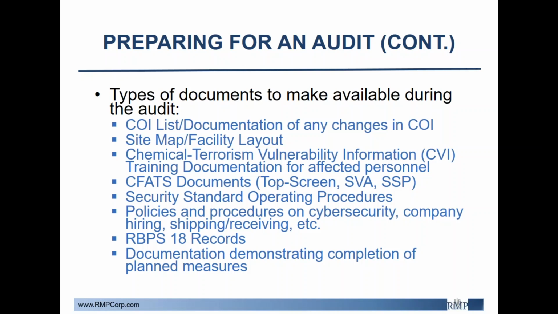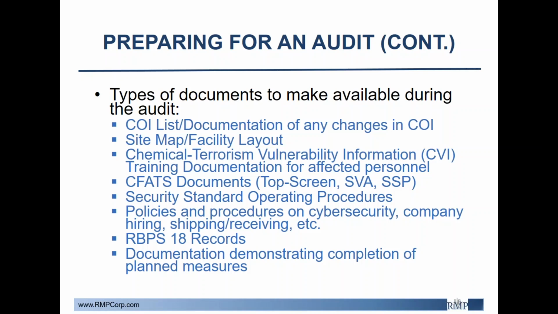Documents to have available are chemical of interest list and any documents of change for that COI, also site map and facility layout. Remember, they will be doing a full walk down of the facility, so it's good to have that. Also, copies of the chemical terrorism vulnerability information training for all the personnel that will be involved in the interview portion, because they will not be able to participate without these. Also, the CFATS documents such as top screens, SVAs, and SSPs.